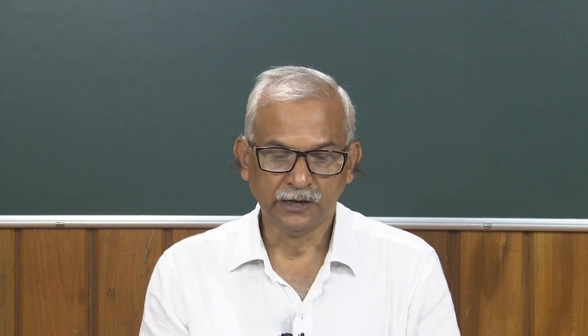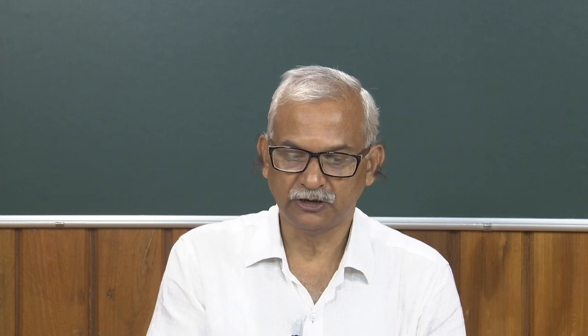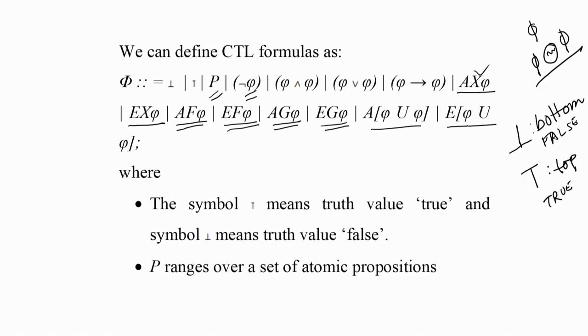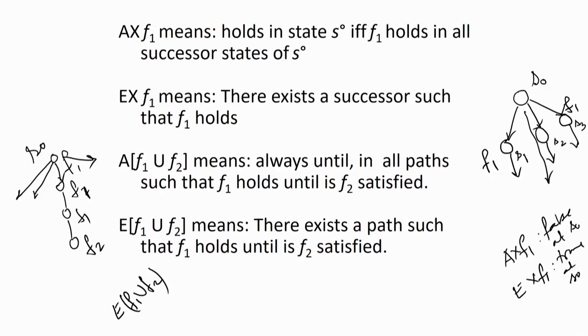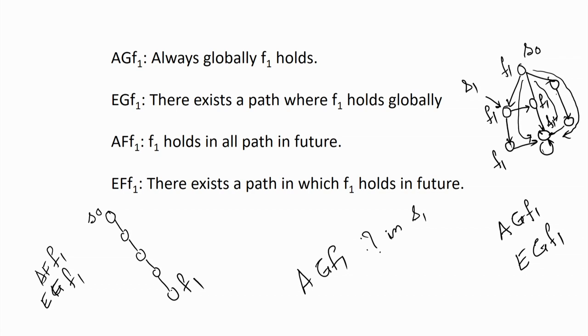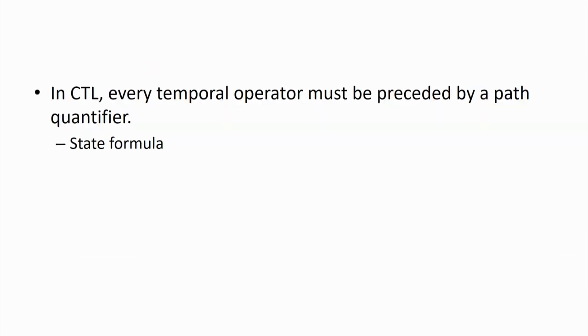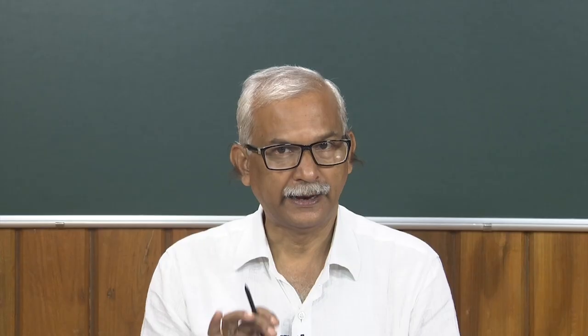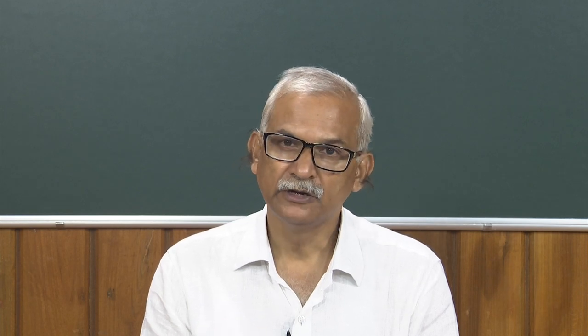If you look into the definition, these are the temporal operators that we have. All temporal operators are preceded by a path quantifier, either A or E, and with the help of this path quantifier we get the state formula. So, the truth values of CTL formulas are defined over a state, and from the observation, all CTL operators are preceded by a path quantifier, either A or E. So, we get a state formula, and the truth values of CTL formulas are defined in a state of a given model.